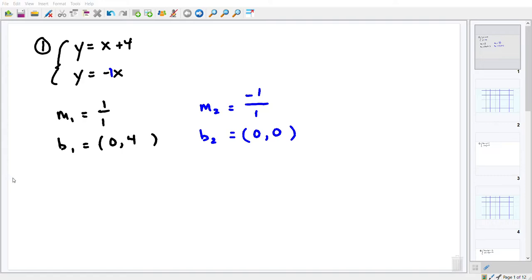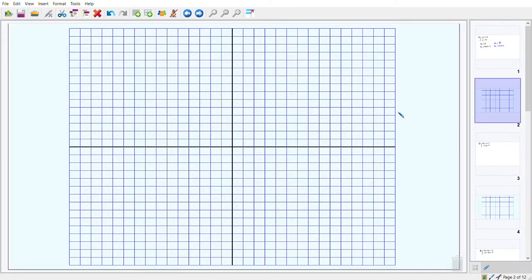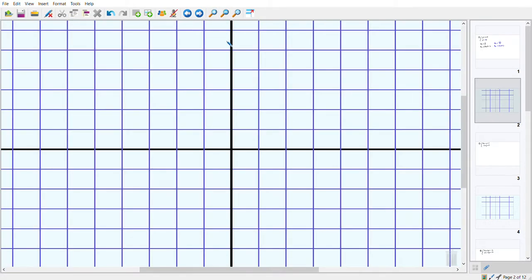So I'm going to give you just a few more seconds to copy anything down that you need here. Then go to the worksheet. Start by graphing line 1. Then we're going to graph line 2. All right, so for line 1, again, I'm going to go ahead and start at my y-intercept, which is 0, 4. So starting at the origin, I go up 1, 2, 3, 4.